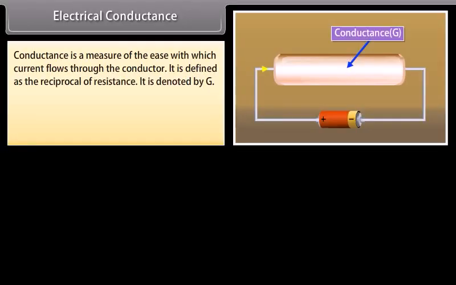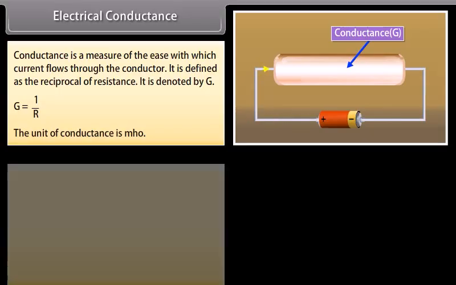Electrical conductance. Conductance is a measure of the ease with which current flows through the conductor. It is defined as the reciprocal of resistance. It is denoted by G. G is equal to 1 upon R. The unit of conductance is mho.